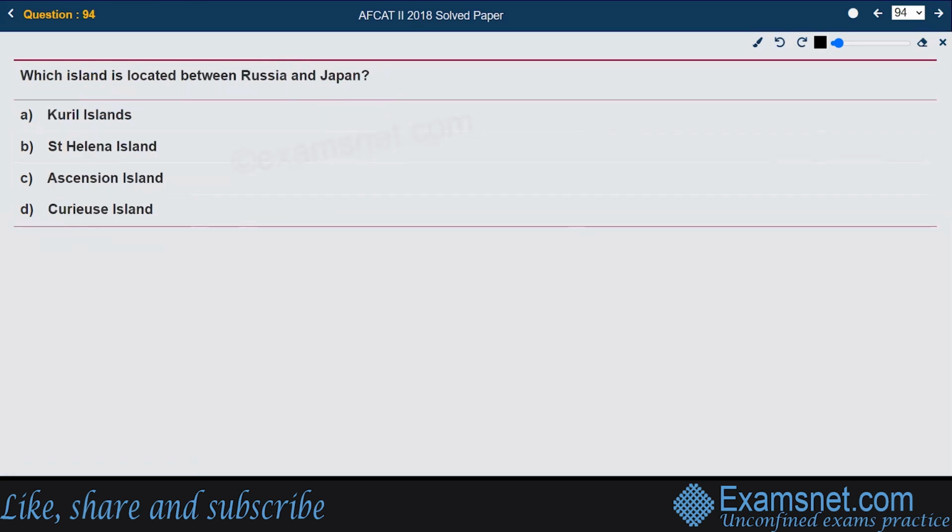Next is which island is located between Russia and Japan? That is the question. And the island that is located between Russia and Japan is the Kuril Island. That is the right answer. It is exactly between the countries of Russia and Japan. So that is the right answer, option A.